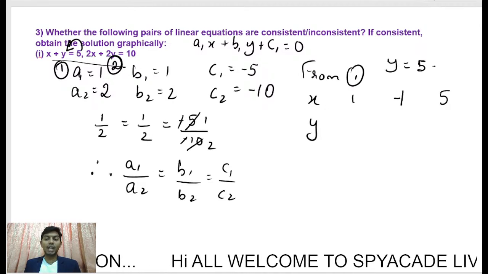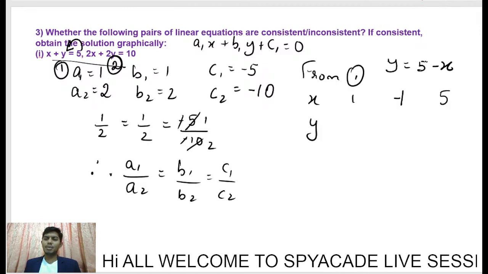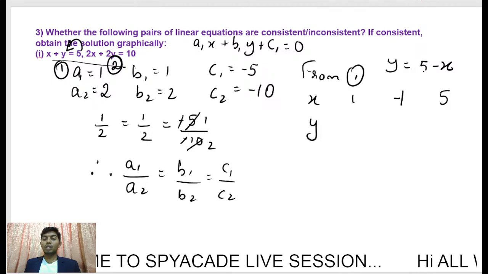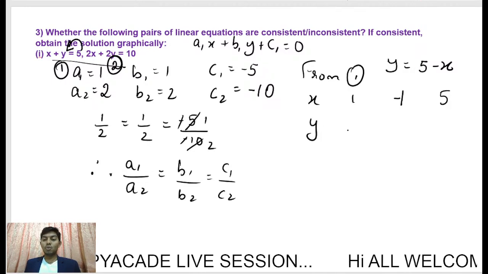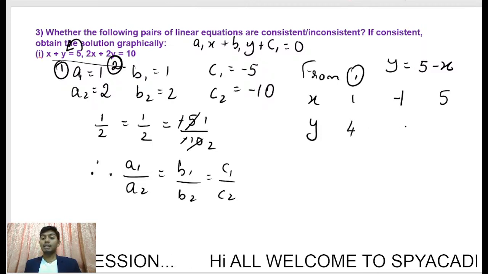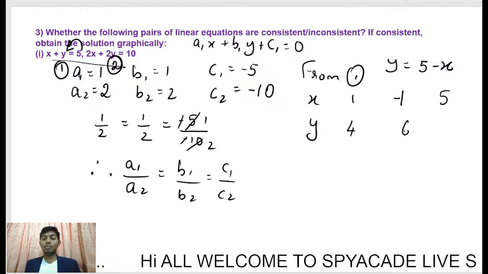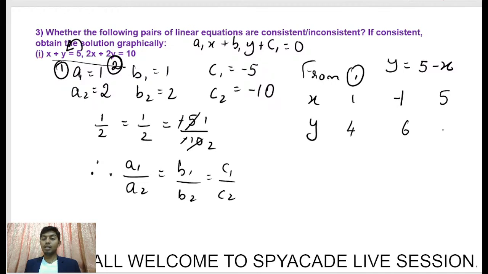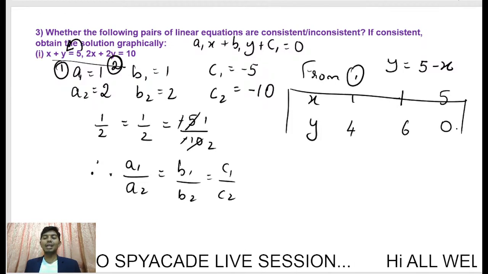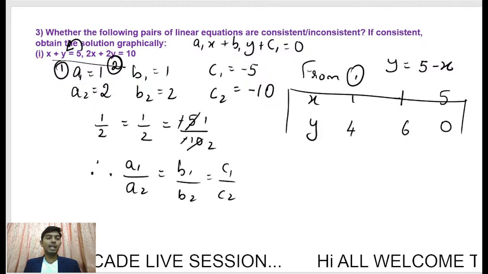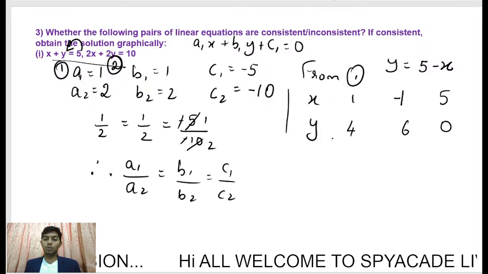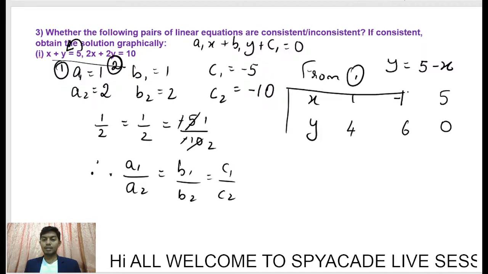So y is equal to 5 minus x, because plus x comes to this side, it will become minus x. So it is 5 minus x. So y is equal to, here if you substitute, 5 minus 1 is 4. And then again minus 1, it will become 6. And then here again 5 minus 5, that will become 0. So likewise, you have to find a few points.